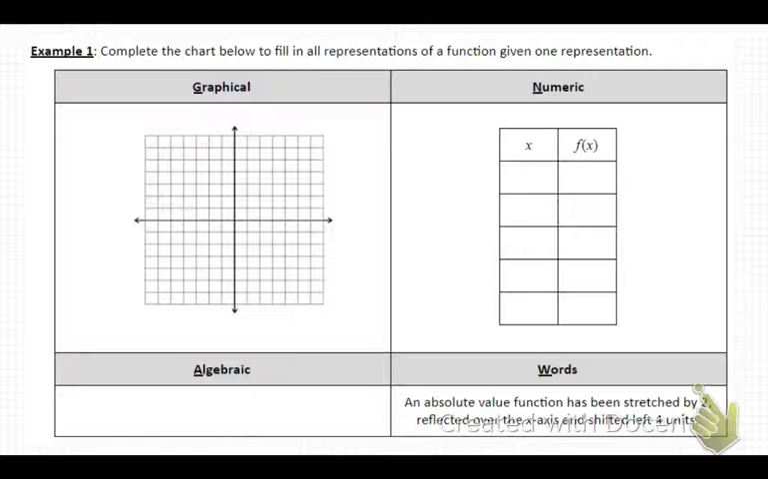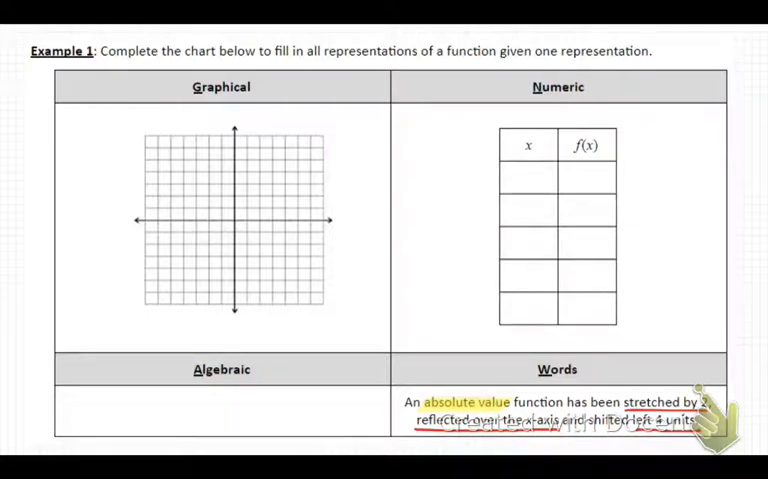We have an absolute value function that has been stretched by 2, reflected over the x-axis, and shifted left 4 units. So what do I start with? What do I know to begin with? How am I going to begin this question? Absolute value, yes. So that's an important piece of information. What else do I know? Stretched by 2. Reflected over the x-axis and left 4 units. So I can use this information to find A, H, and K to write my equation.